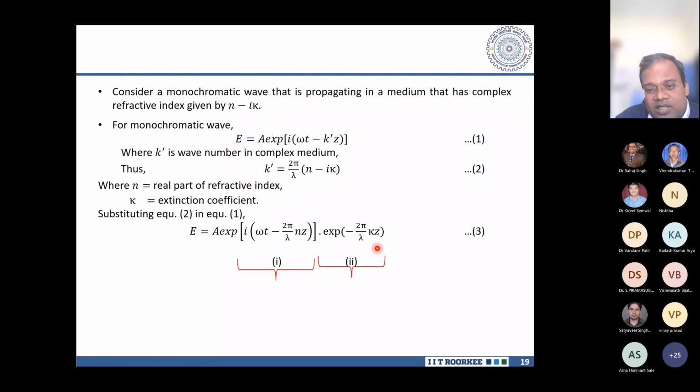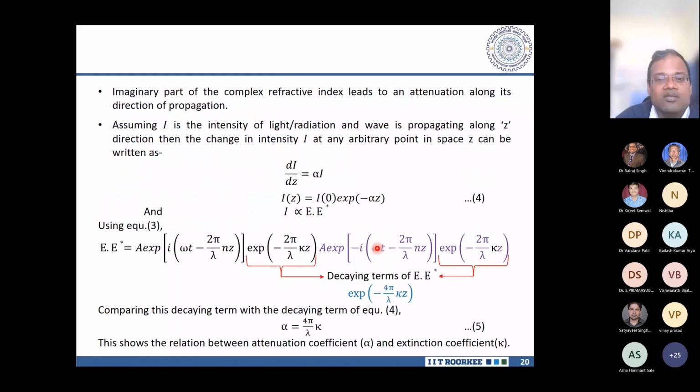Okay, so this is what we are going to use further. Intensity you can write as being proportional to E dot E star. When light is propagating and covering a certain distance, its intensity will be attenuated like dI/dz equals alpha I, and you can write the solution as I equals I naught exponential minus alpha z, where alpha is basically the attenuation constant.